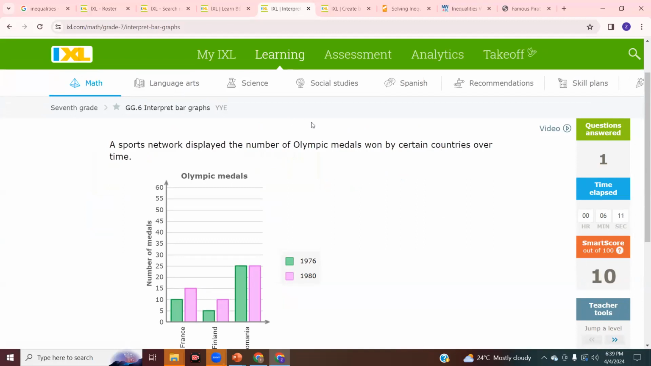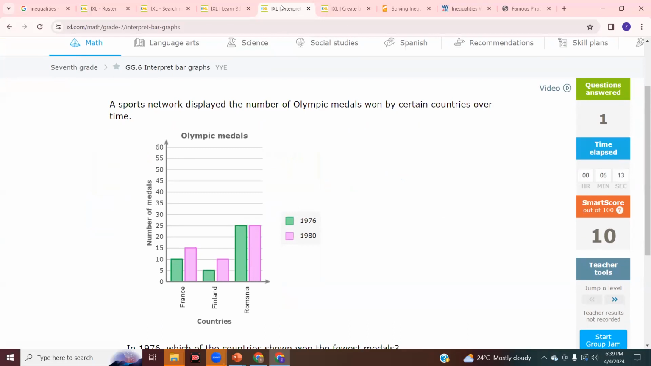I want us to do a quiz on interpreting bar graphs. I'm going to post a quiz on interpreting bar graphs inside the chat. I need you all to do that quiz, and once you finish, take a screenshot of your grade and send it to me via WhatsApp. In order to do the quiz, you need to sign up to IXL.